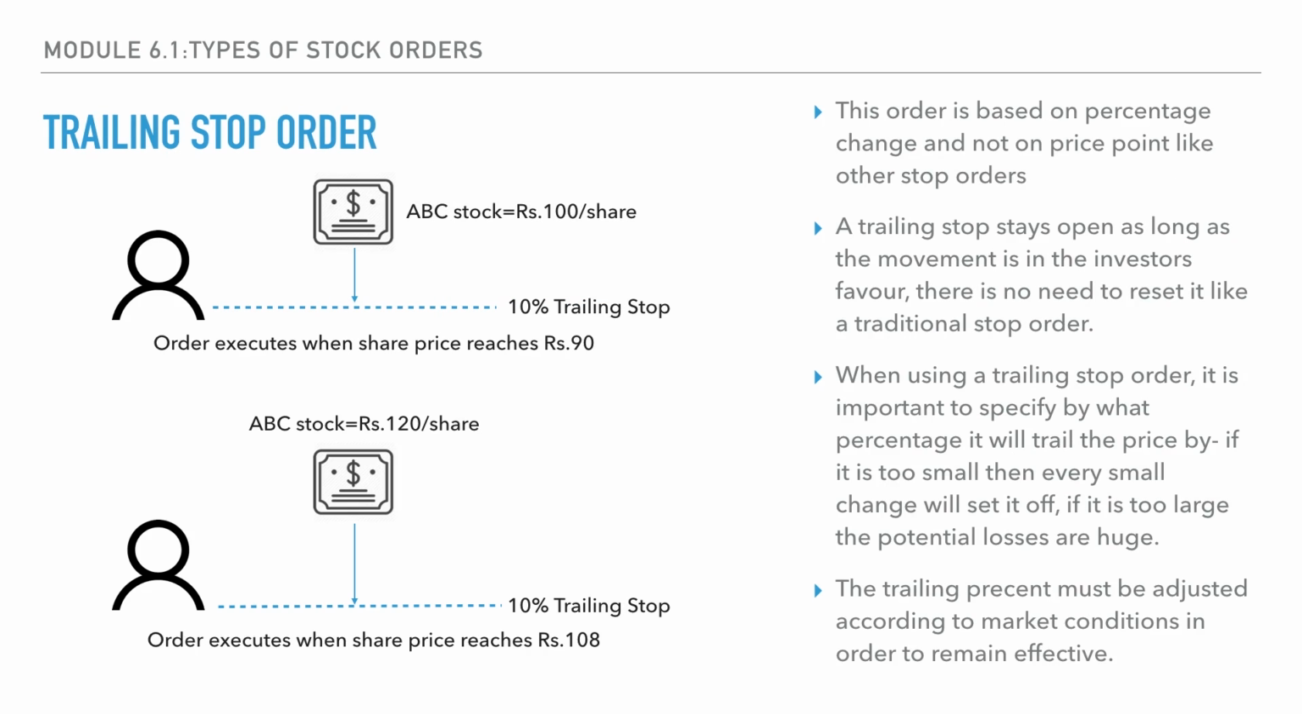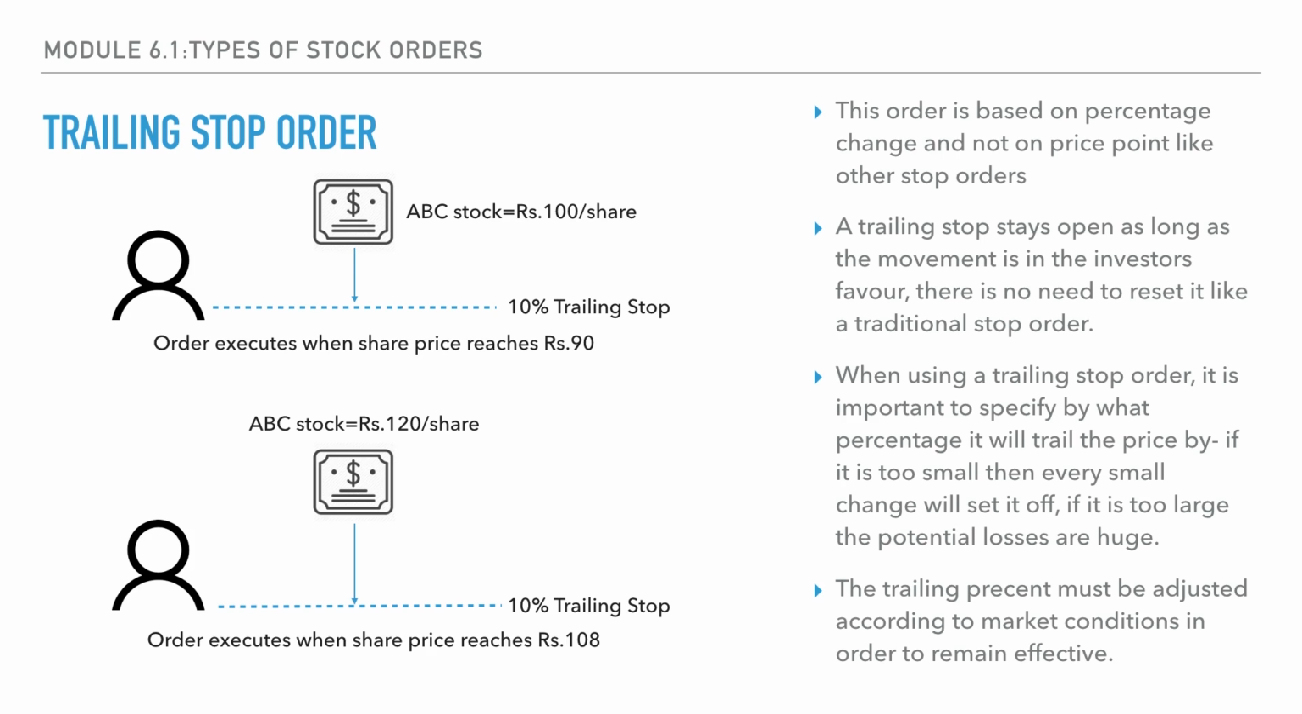Now, a trailing stop loss order is very similar to the previous stop orders that we have seen, except that here the price is defined in terms of a percentage change instead of the absolute price change. So for instance, if a stock is bought at 100 rupees and you have defined a 10% trailing stop order, then the order gets executed when the share price reaches 90 rupees. In another case, if your stock is at 120 rupees and you have defined a 10% trailing stop loss, then the order gets executed when the share price reaches 108 rupees.